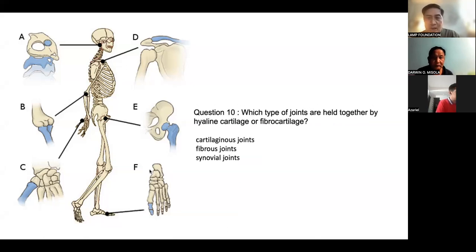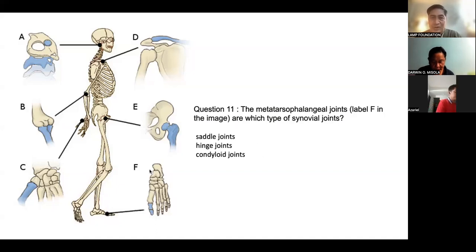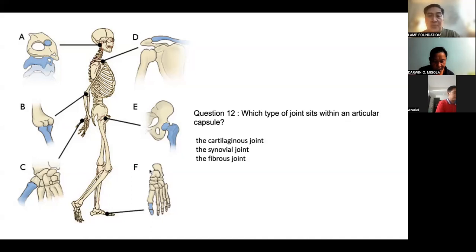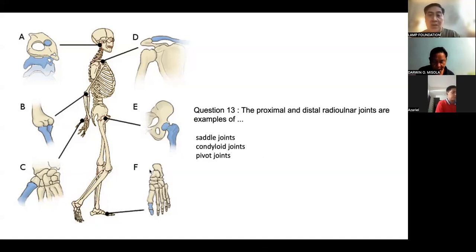Which type of joints are held together by hyaline cartilage or fibrocartilage? Cartilaginous joints, po. Right. The metatarsophalangeal joints, label F in the image, are which type of synovial joint? Condyloid joints. Okay. Which type of joint sits within an articular capsule? Synovial joints, po.